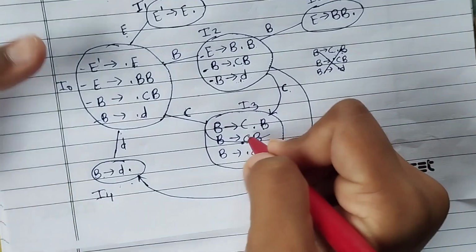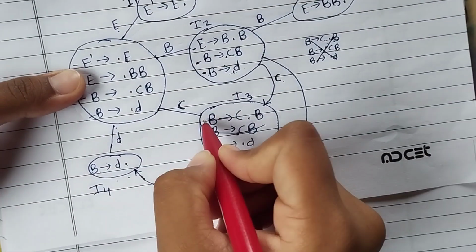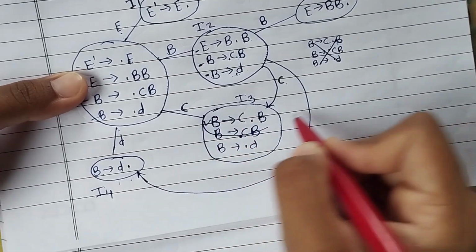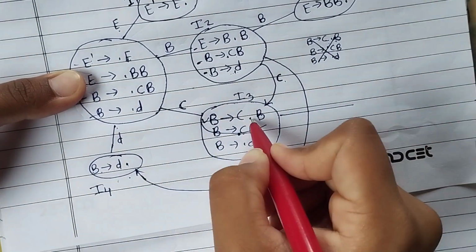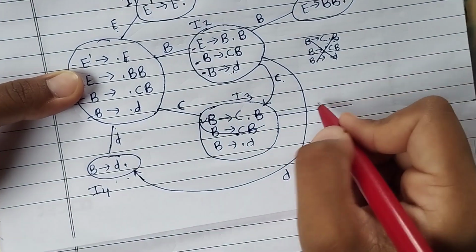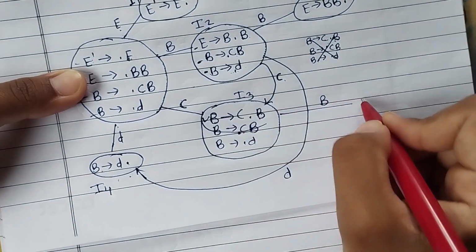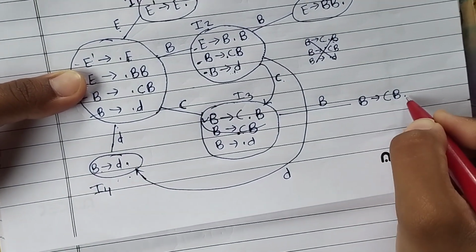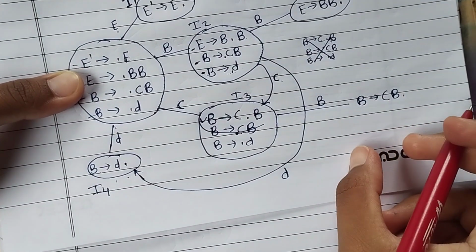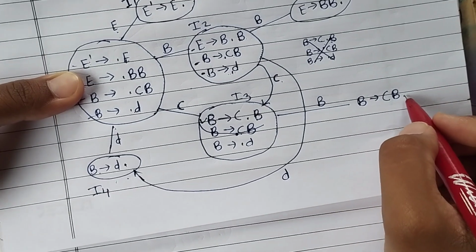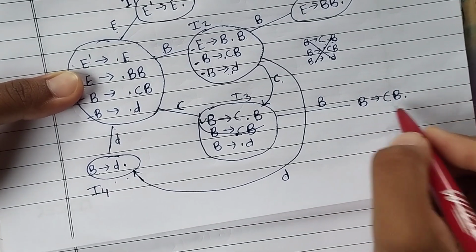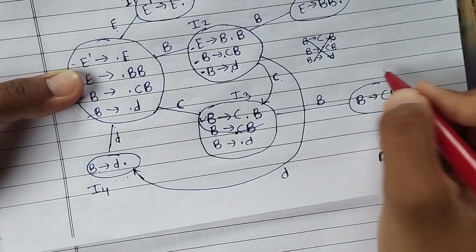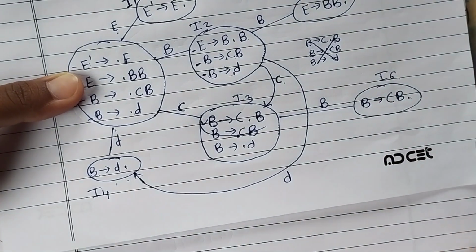Now we come to I3. In I3, start with the first grammar here, B → CB.. For this we change with respect to B. So B, then the grammar is B → CB. Now do we write anything below? No, because the dot is present at the end of the grammar. So this is one state, and this is our I6 state.